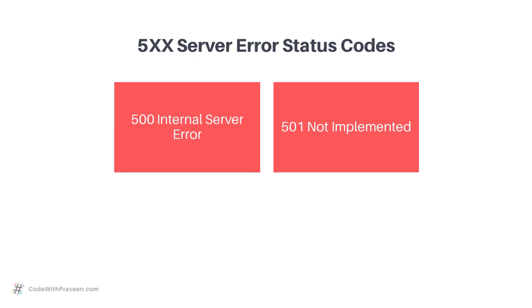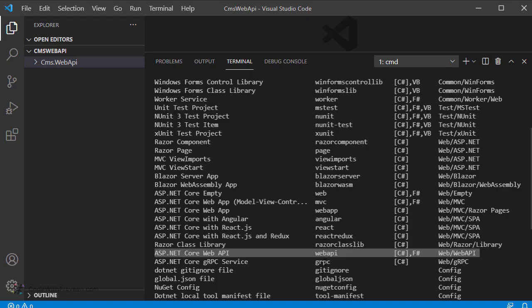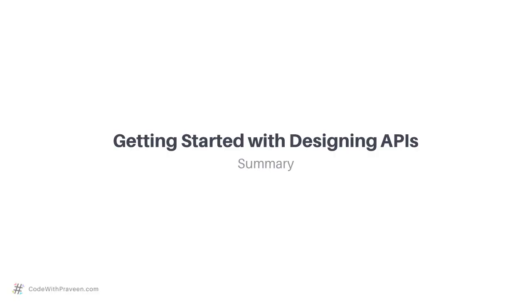You then were presented with an existing OpenAPI specification of college management system. We intend to implement this API in this course. You then took the first step of creating a new Web API project in ASP.NET Core using the dotnet new webapi command. In the next section, a closer look at API controller. We'll go deeper to learn more about API controllers that are fundamental for any API projects.